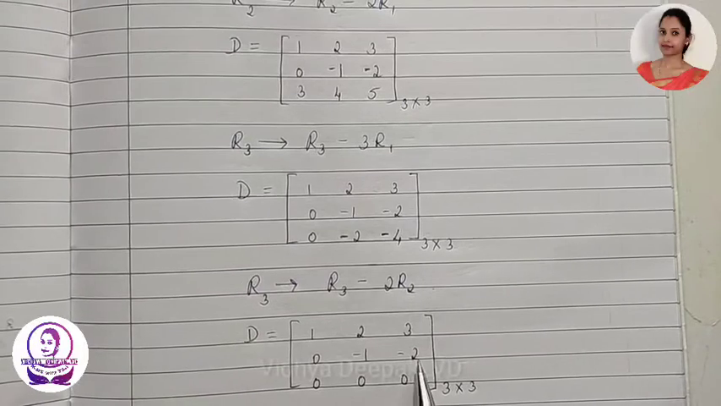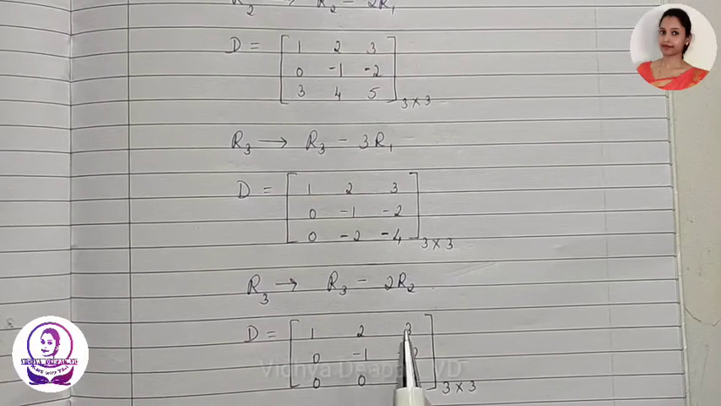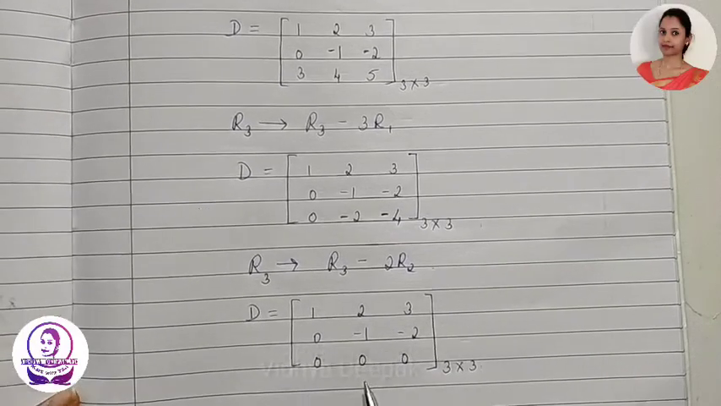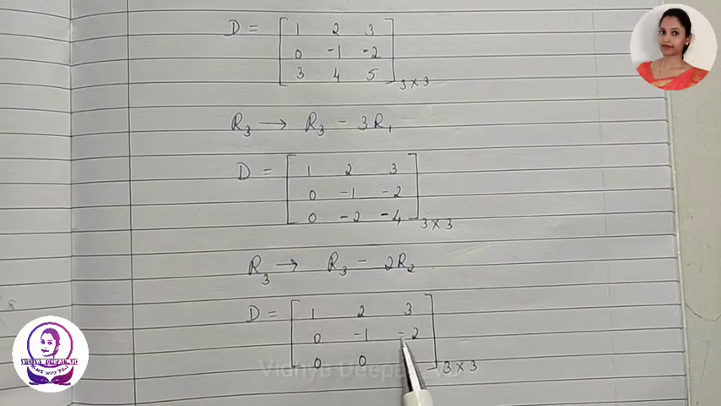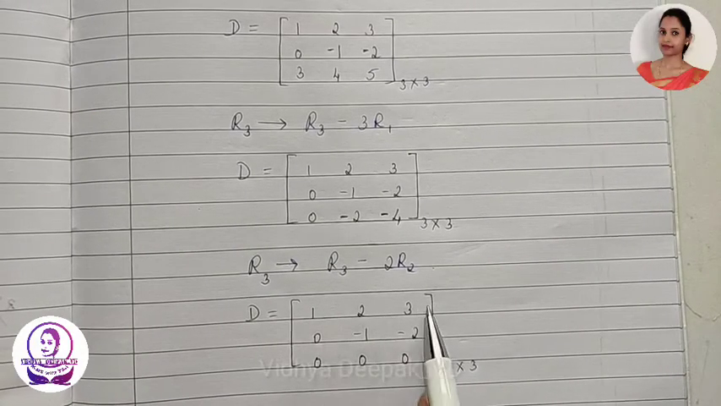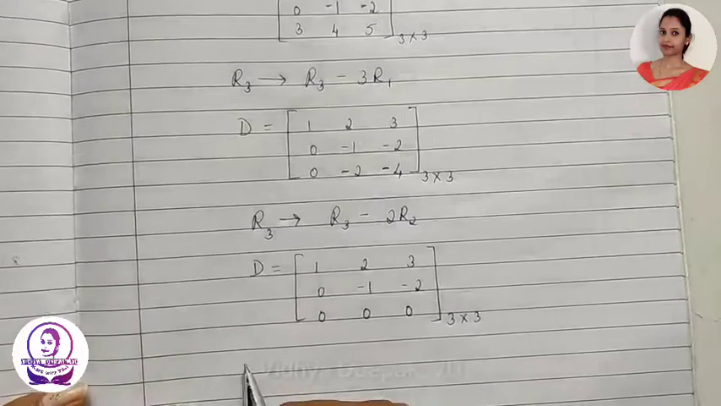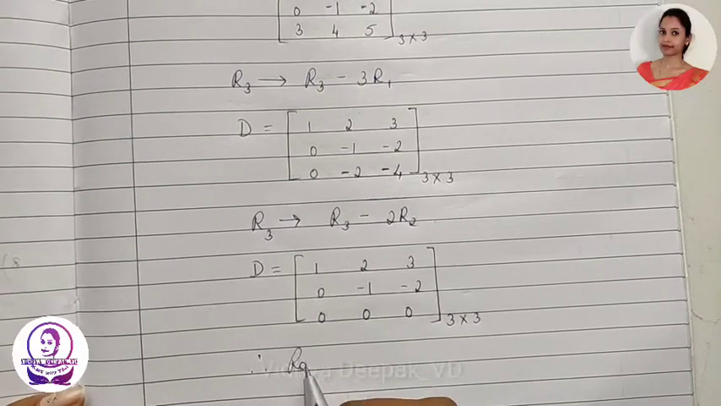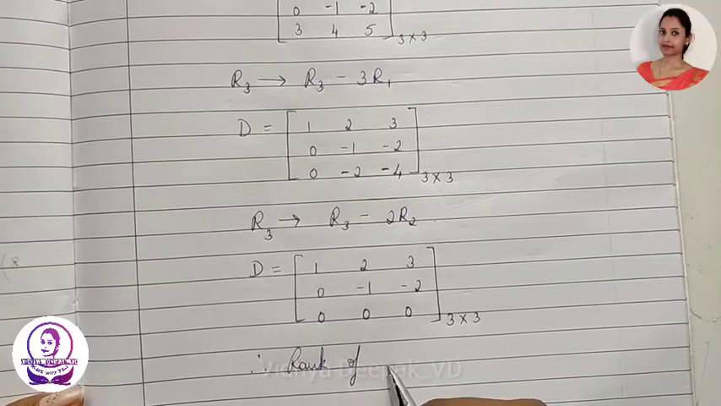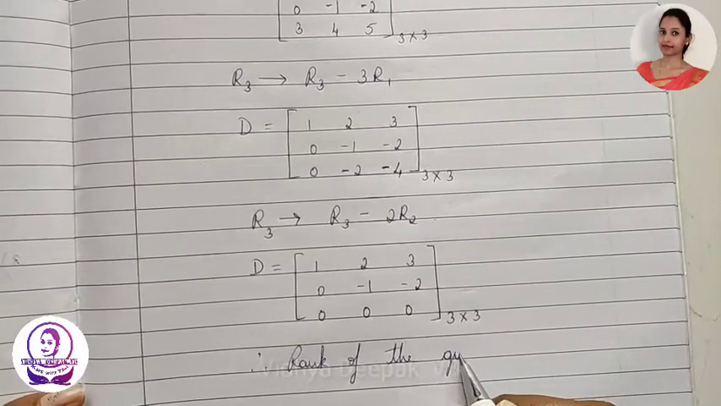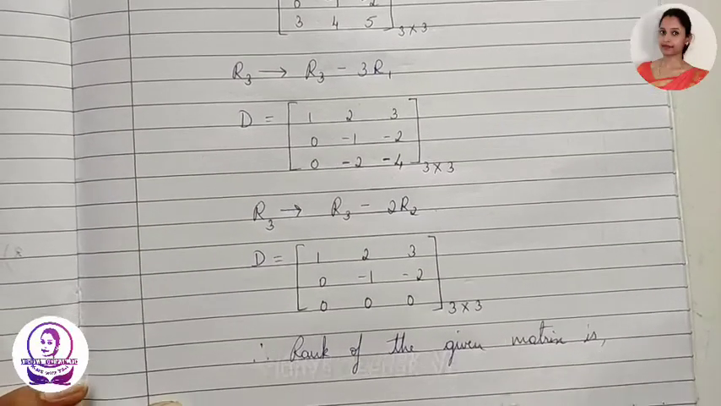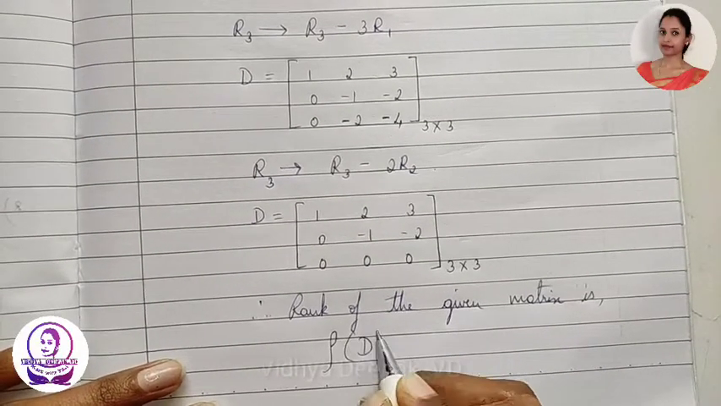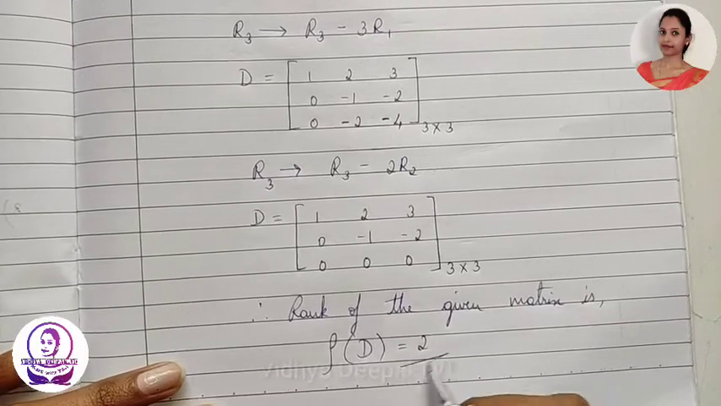So can we make this 0? No, that is not possible, right? So you can stop here. So now the rank of the matrix can be determined by the number of non-zero rows. So the number of non-zero rows are 1 row and 2 row. So therefore the rank of the given matrix is nothing but rank of matrix D is 2.